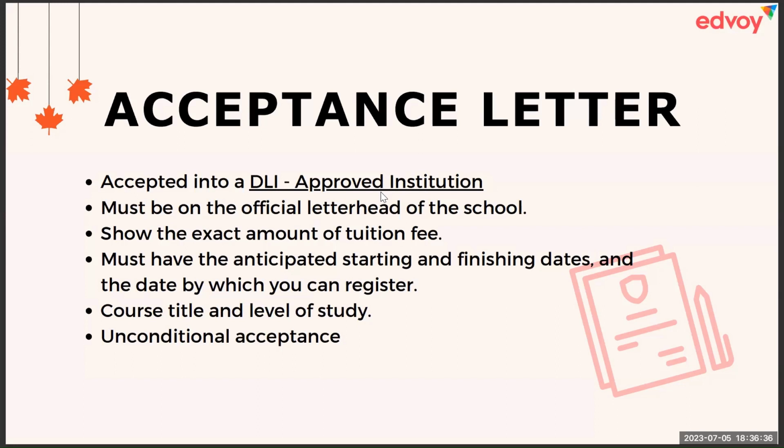After this webinar, I'll share this presentation and I've linked the website to check the list of schools that are DLI approved. This acceptance letter should have crucial details like tuition fees, start and end dates, registration deadlines, the course you will be taking, and the DLI number of the institution and your student type. Also, it's best to aim for an unconditional acceptance letter, but if it's conditional, make sure to provide the proof that you have met the eligibility criteria for the school.